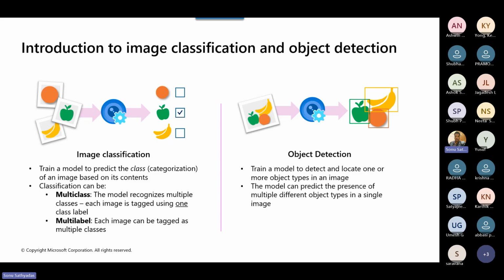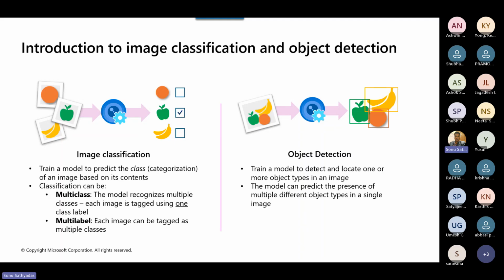So for that, we need to train the model. We can customize the vision model for image classification as well as for object detection. Image classification helps us identify which category an image belongs to. Object detection helps us detect the position of different objects available in that picture.